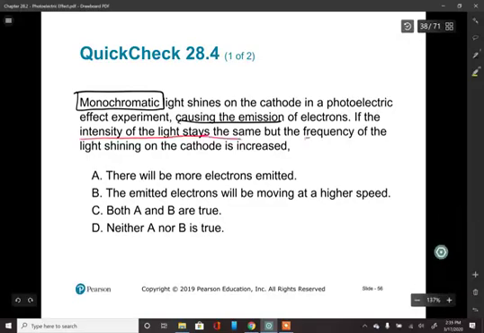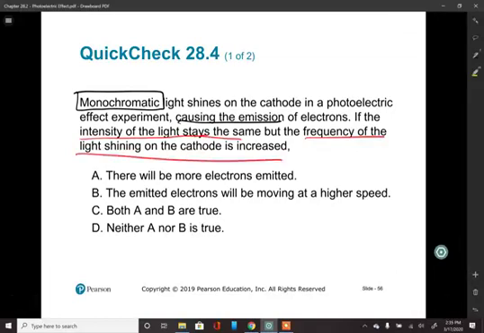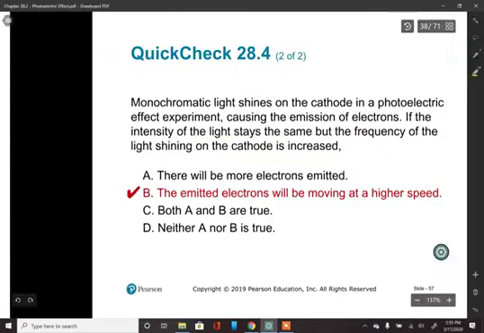If the intensity stays the same, that means we have the same total number of photons. So we're not going to get A. Each photon can give one electron energy. We got the same number of photons before and after, so we can't have A happen. But increasing the frequency means we increase the energy each photon has, which means we do give more kinetic energy to each electron, which means they have to move at a higher speed. So B is true. So it should just be B.